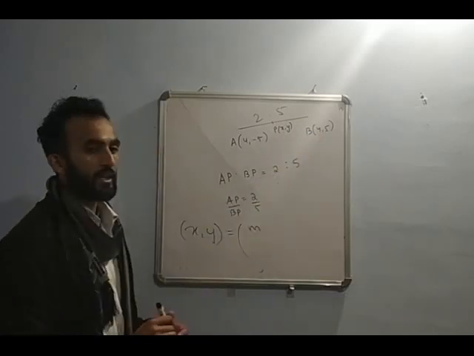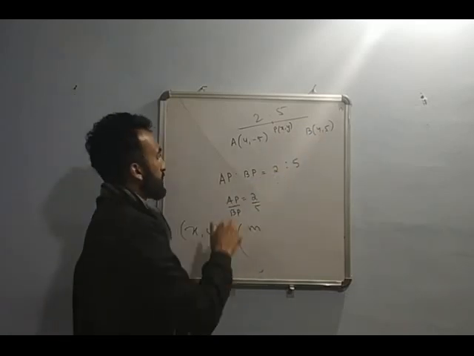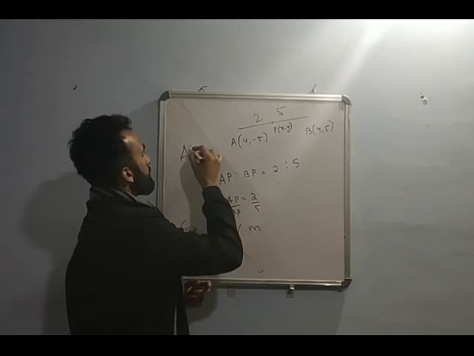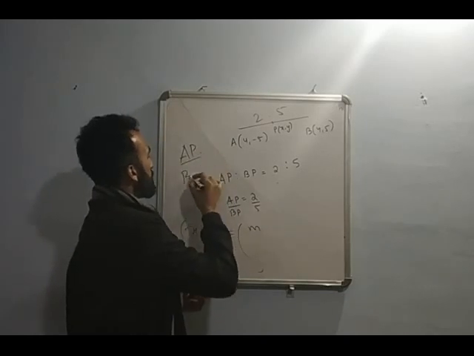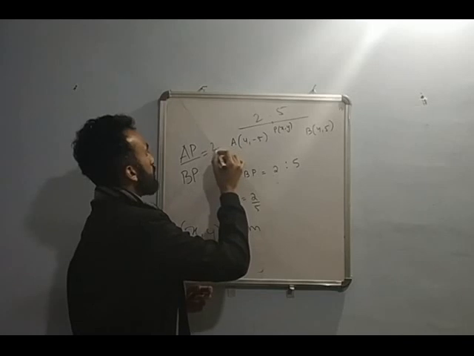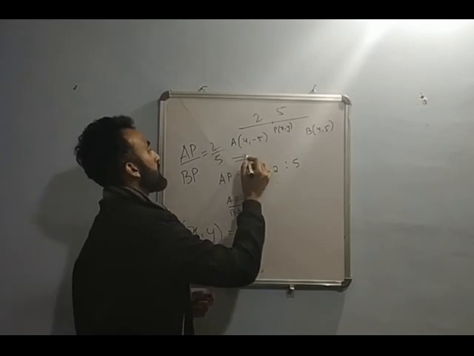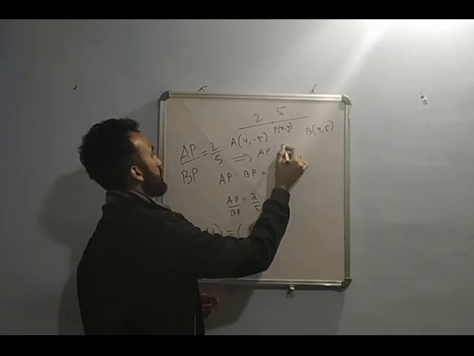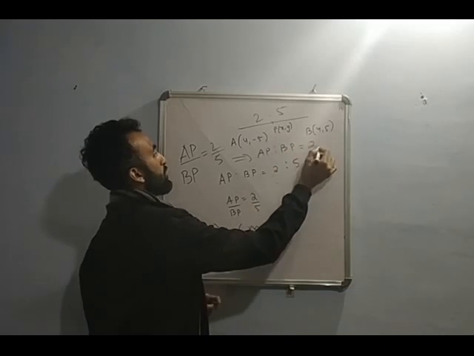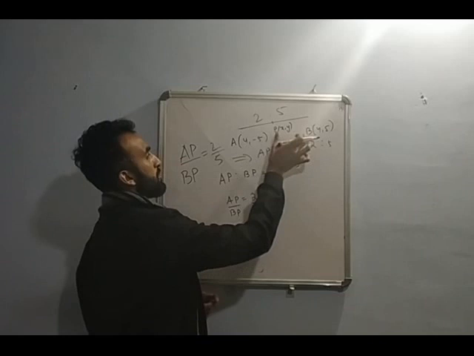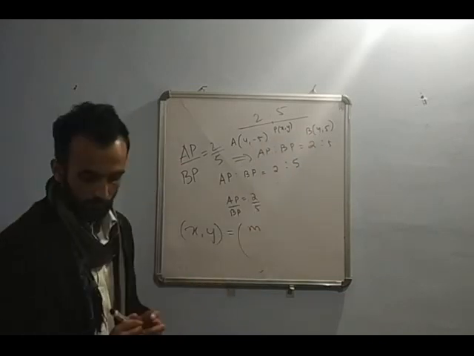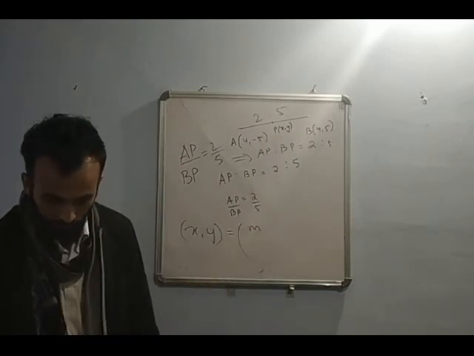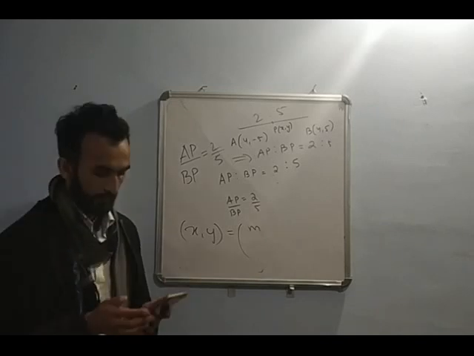They did not give you the ratio directly, but they have given that AP by BP is equal to 2 by 5. So you should remember that AP by BP means AP is 2, BP is 5, so the ratio is 2 is to 5. This part is 2, this part is 5. Very simple way you can understand. You can do this question by yourself.